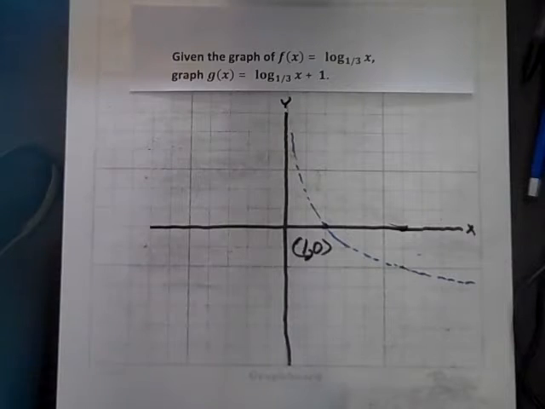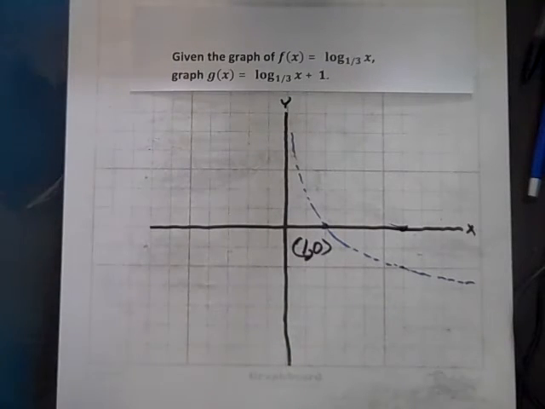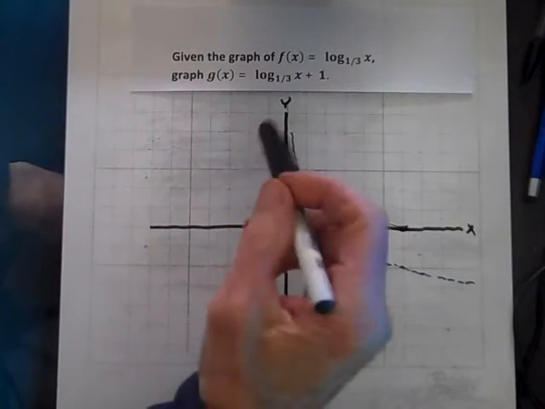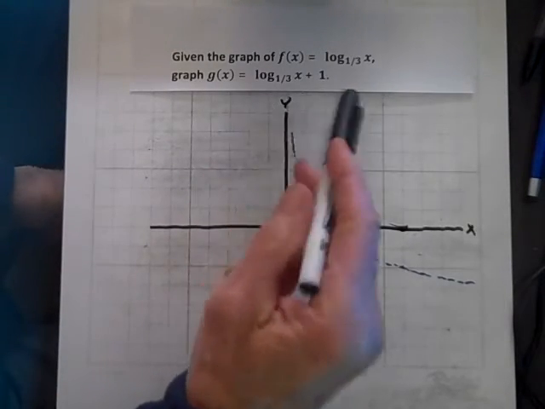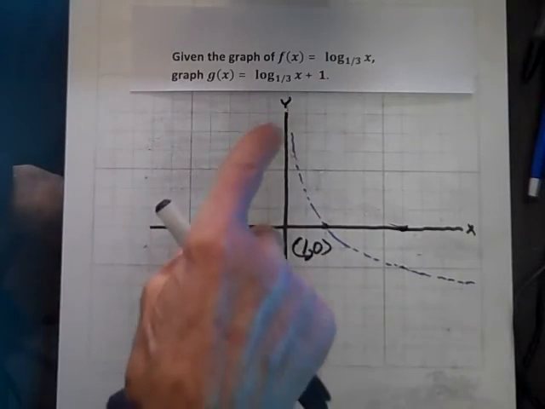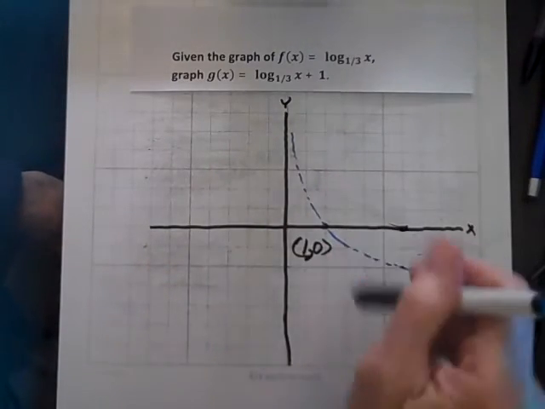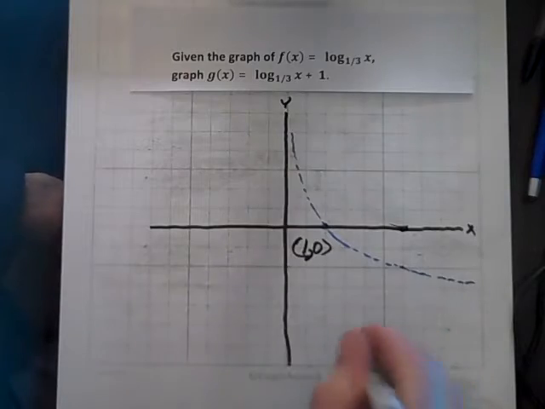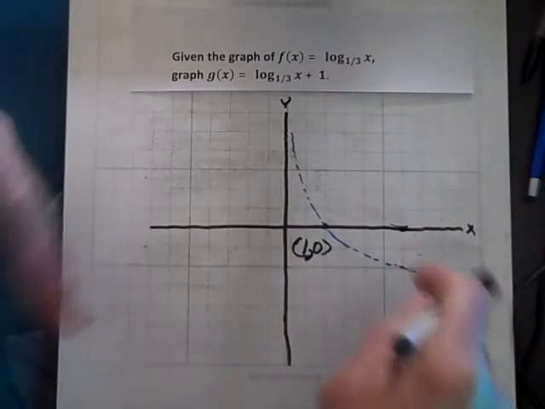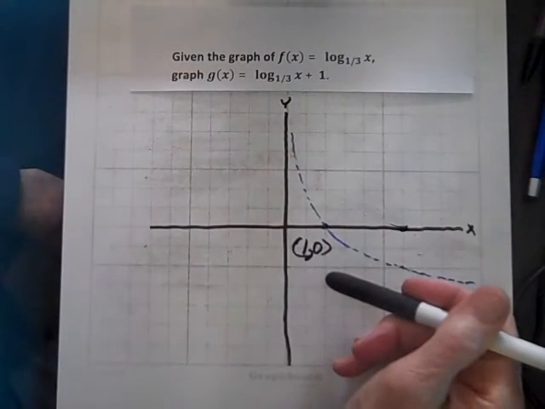Well, now we're given the graph of f of x equals log to the base of 1/3 of x. And we're asked to graph g of x, which equals log to the base 1/3 of x plus 1. In other words, it's just a vertical transformation. We're going to raise this graph up 1 unit.